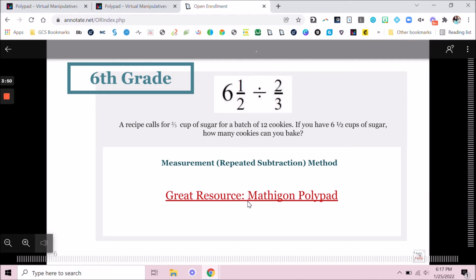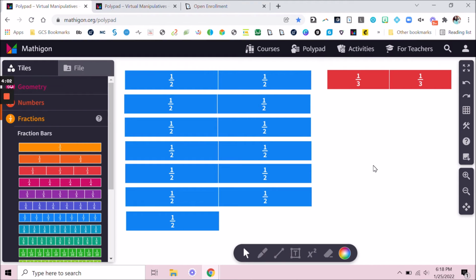Now for students that are just learning or need that visual for dividing fractions, this is a great virtual resource. Most people don't have the little manipulatives that we have in schools for dividing fractions. So this is a great option. So here, what we can see is that I have the 6, so 1, 2, 3, 4, 5, 6½ batches of cookies, or cups of sugar, and then we have 2/3 of a cup is going to be for 1 batch.